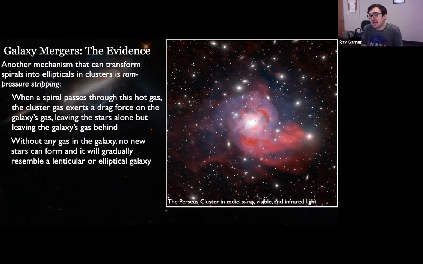And so without any gas in the galaxy, it can't form any new stars. And so gradually all the young stars will die out, leaving behind just a bunch of old red and dead stars, giving you a lenticular or an elliptical galaxy. Here is the Perseus cluster shown in visible, X-ray, radio, and infrared light. And you can see all the galaxies of the cluster, but you also see all the purple and red gas, that is the hot ionized gas of the cluster.